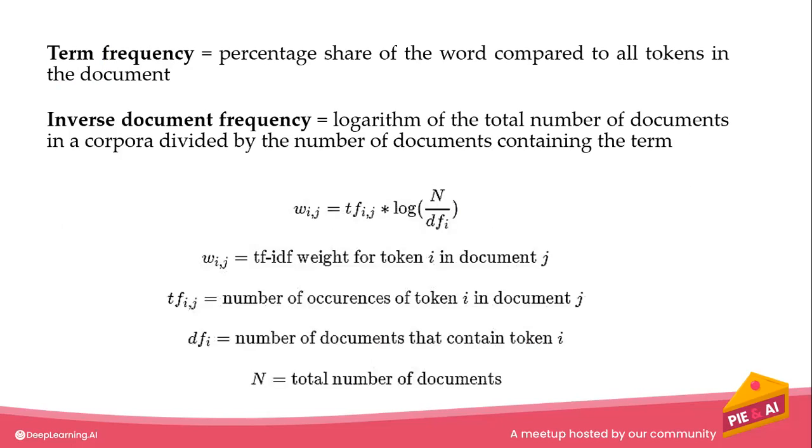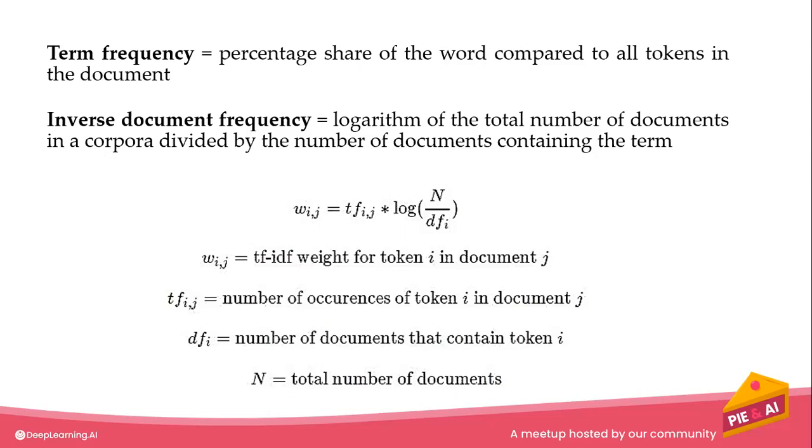So this is the formula for TF-IDF. And you can see that it's weight Wij, which is the TF-IDF weight for token i in document j. And TF-ij is the term frequency, that is the number of occurrences of token i in document j. And we have N as the total number of documents. So in the logarithm, we have N divided by dfi. So dfi is the document frequency, the number of documents that contain token i.